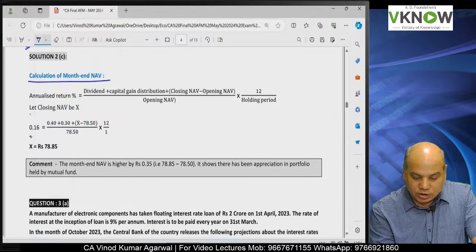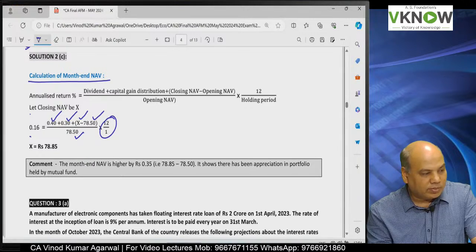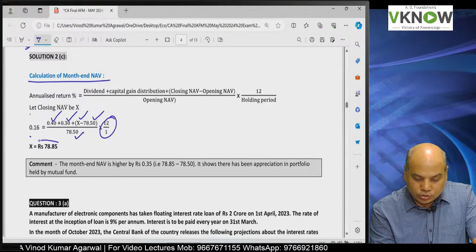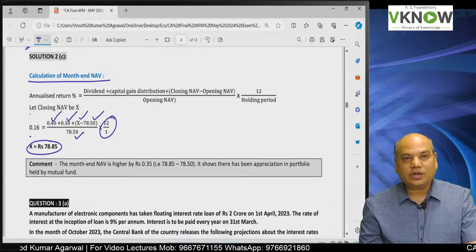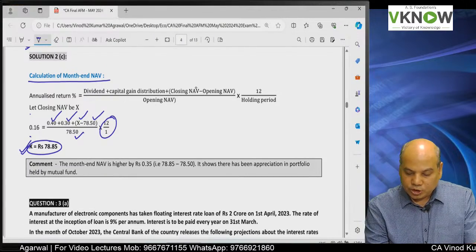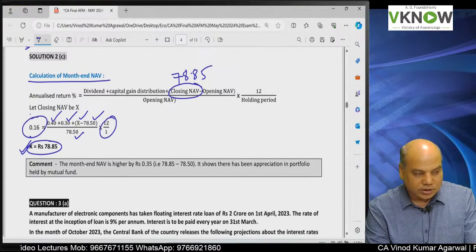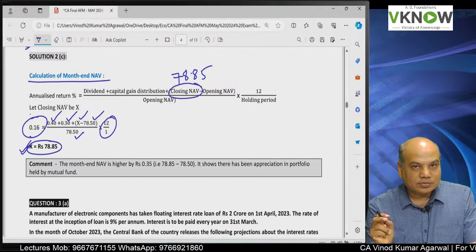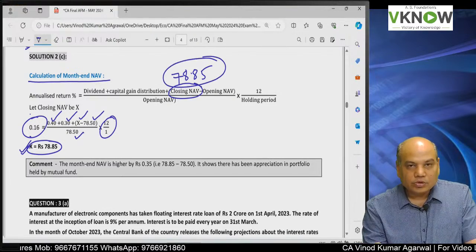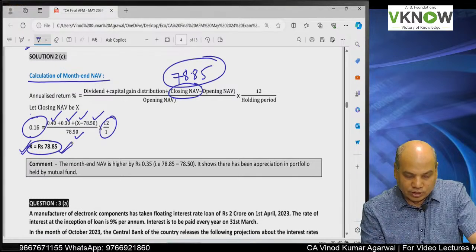Okay, so let us continue. Dividend, capital gain, closing, opening, divide by opening into 12 by 1. When you will solve it, you will get 78.85. In the exam, you can quickly cross check by putting the value of 78.85 here, and if you are getting 16% as the answer, that means you are right. So you can always cross check your answer whether your calculation is right.